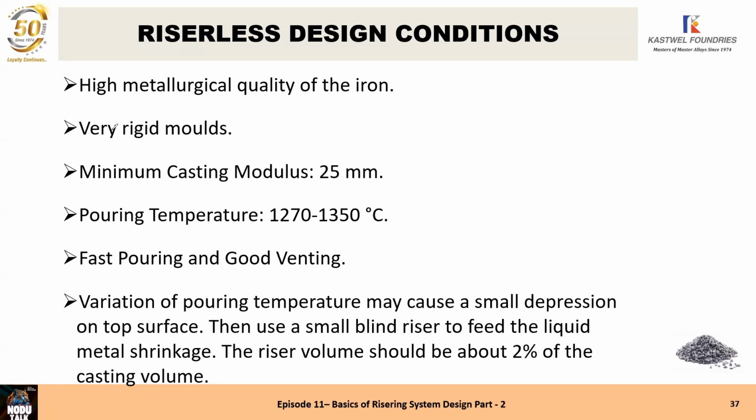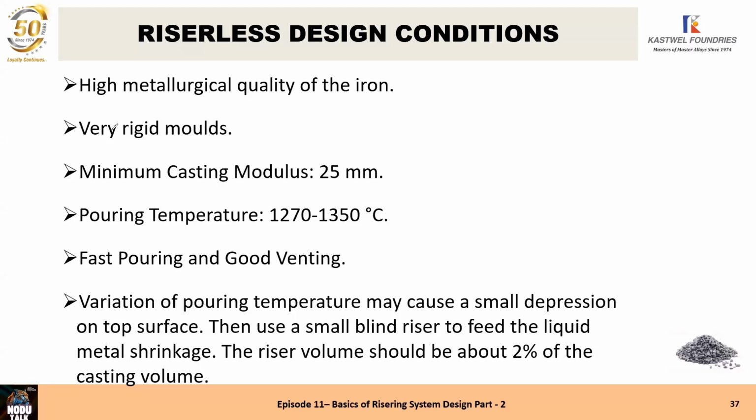Minimum casting modulus should be 25 millimeters. The pouring temperature for riserless castings should be between 1270 and 1350 degrees centigrade. For fast pouring, you need good venting. So you have to have fast pouring and good venting to release the back pressure of the gases in the mold, which are formed during mold pouring.